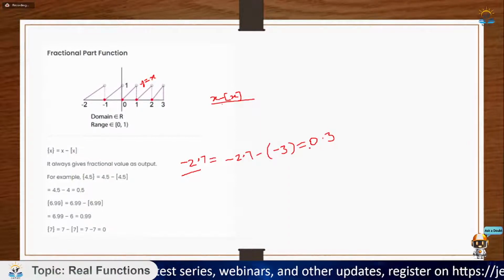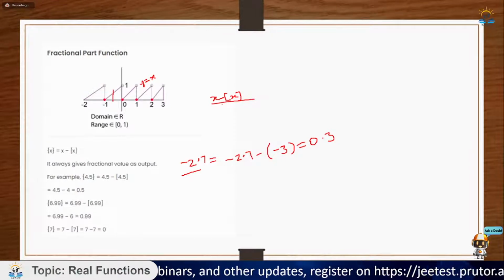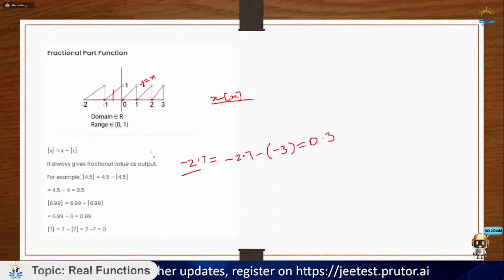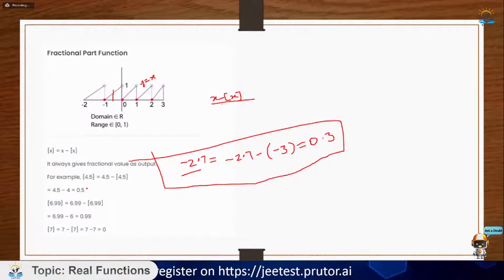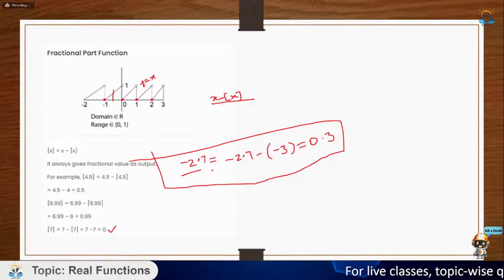Okay, so I hope you got it. You can even see it from here, for -1.2, your GIF of x is -2, so the fractional part is 0.8. I hope you got that. Please remember this thing. Then for only integers, where there is no fractional part, the fractional part function is 0. And this example, -2.7, please remember this one. If you remember it, then you will not face any problem. So let's move ahead.